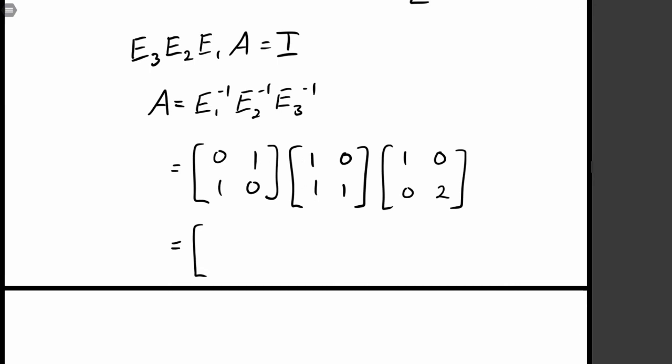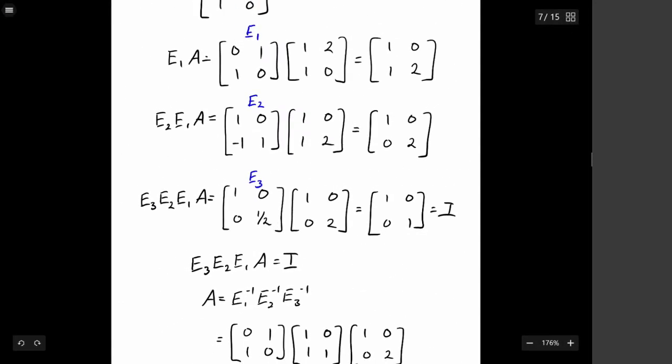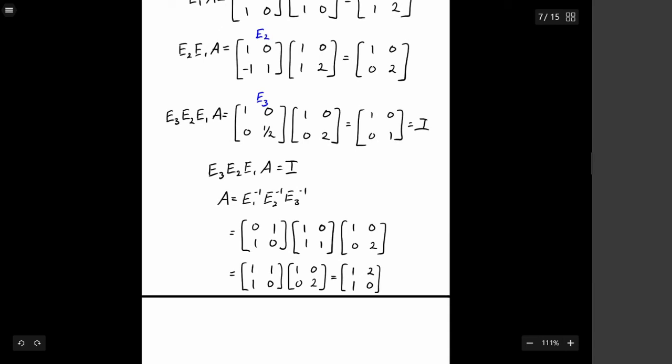So 0 times 1 plus 1 times 1. 0 times 0 plus 1 times 1. 1 times 1 plus 0 times 1. And 1 times 0 plus 0 times 1. And if we multiply these out, we have 1 times 1 plus 1 times 0. 1 times 0 plus 1 times 2. 1 times 1 plus 0 times 0. Oops, that was a 1. And 1 times 0 plus 0 times 2. Is that our original A? It is. Excellent. 1, 2, 1, 0.